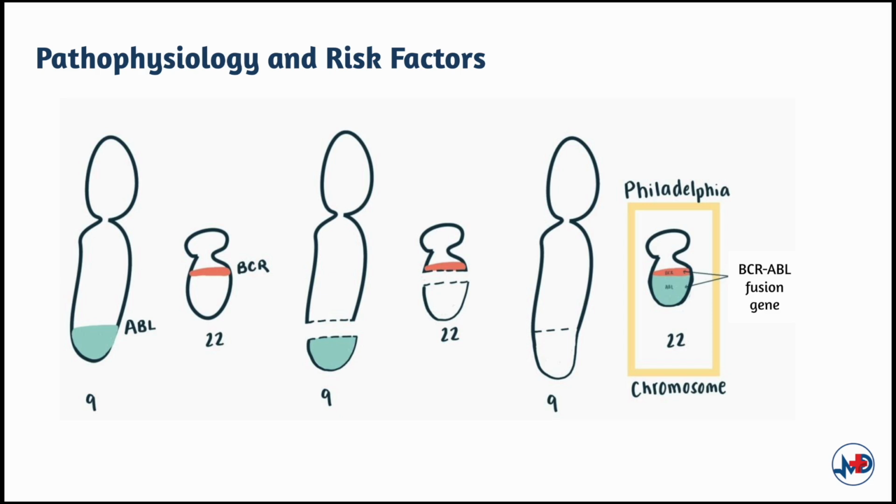The end product, a P210 BCR-ABL protein, transforms normal hematopoietic stem cells into malignant cells by inhibiting physiological apoptosis and increasing mitotic rate. The only identified risk factor is exposure to ionizing radiation. There are no environmental factors or hereditary features that have been identified so far.